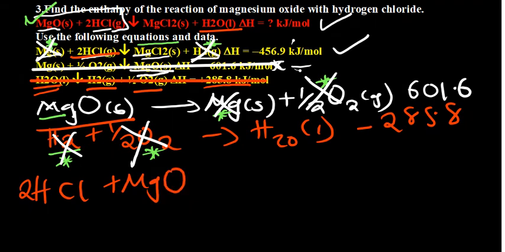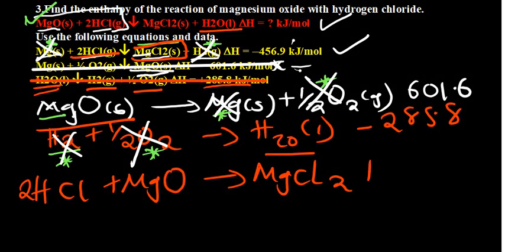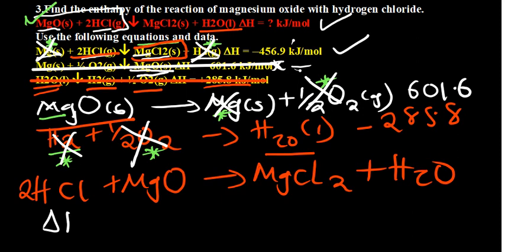The products, I can see water here and magnesium chloride in the first reaction. So magnesium chloride and water. So this is the equation that we have, and it's exactly matching up with the main equation there, and that was our goal. So we can now get the piece of information that we came up with. In the first one, it was maintained because we didn't reverse it, so it's negative 456.9.